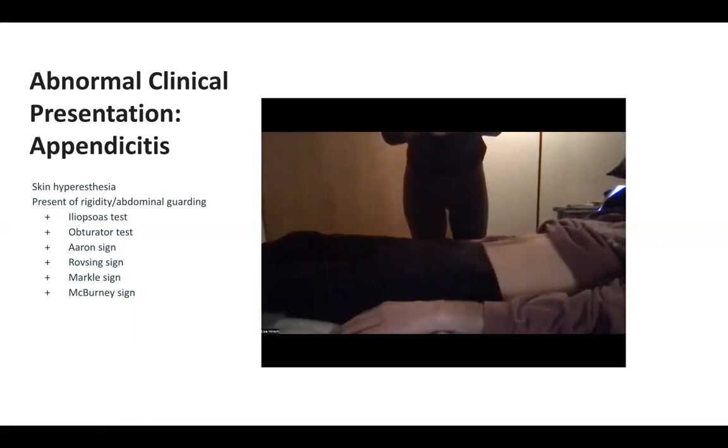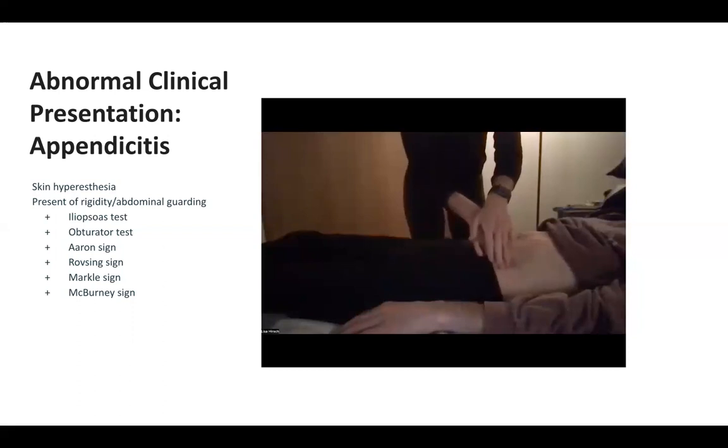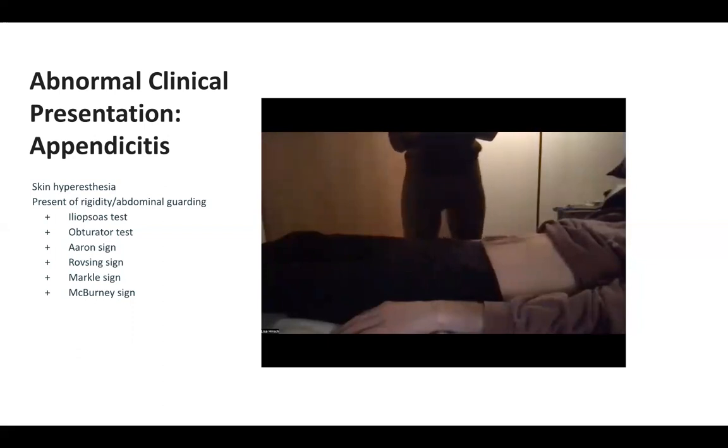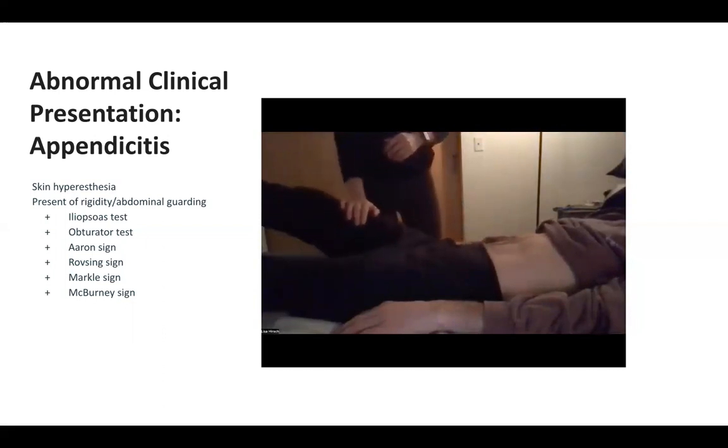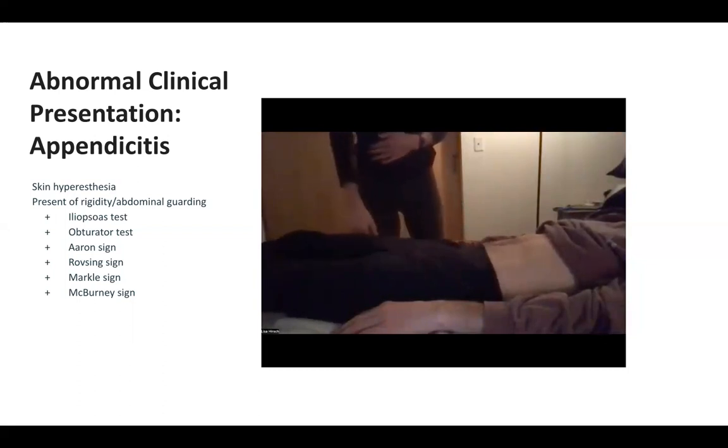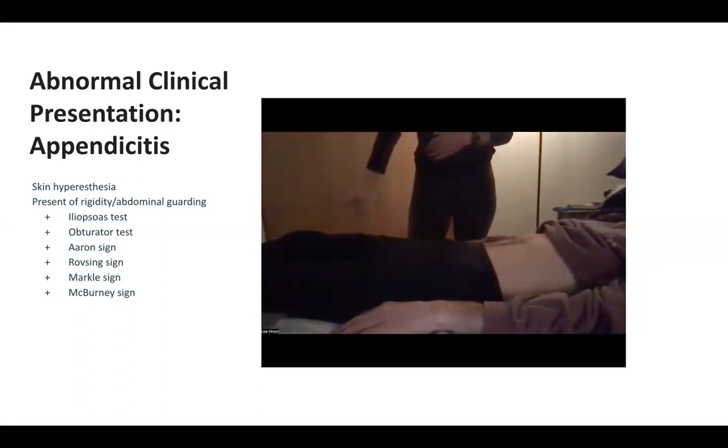Positive Rovsing sign is seen when palpation of the left lower quadrant initiates pain in the right lower quadrant. There is also an iliopsoas muscle test, which can be done by placing your hand on the patient's right lower thigh, asking them to lift their leg off the bed against the pressure of your hand. If there is pain during this test, it is a positive psoas sign, indicative of iliopsoas muscle irritation due to an inflamed appendix.